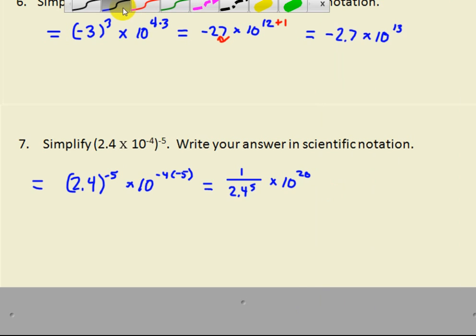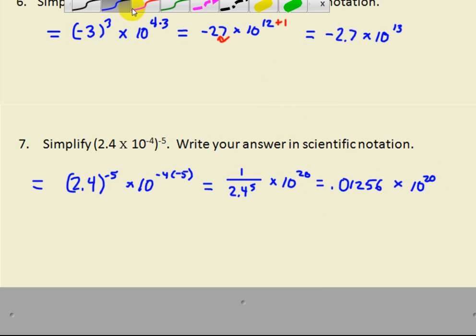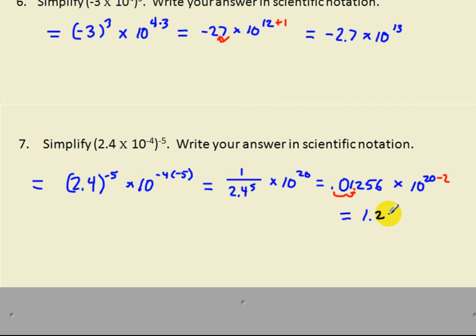So we'll write that as 0.01256 times 10 to the 20th power. But again, notice that our decimal is in the wrong place. Now we need to move it 2 places to the right, and that means we need to subtract 2. Since we moved it 2 to the right, subtract 2 from our exponent, and we end up with 1.256 times 10 to the 18th.